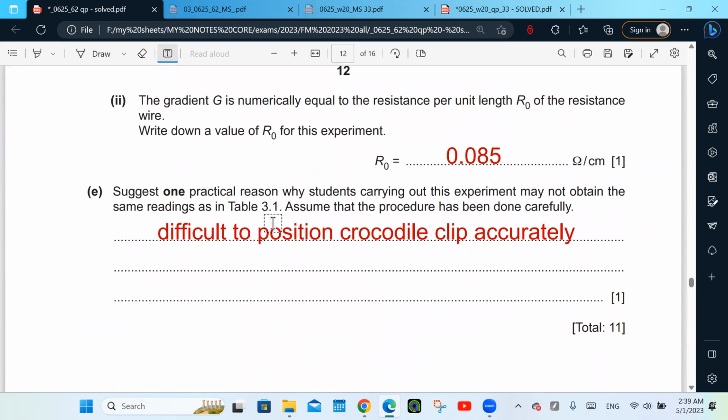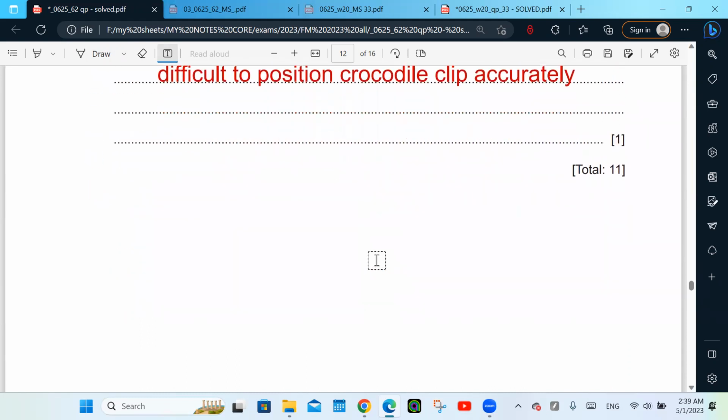Why is this experiment very difficult to make in the lab? Because when the student does the experiment, he may not obtain the same reading each time, and it gives different values. Why? When he uses the crocodile clip and takes different lengths, it is very difficult to position, to place, to put the crocodile clip accurately on the wire. It is very difficult to control this with 100% accuracy when placing the crocodile clip on the wire.